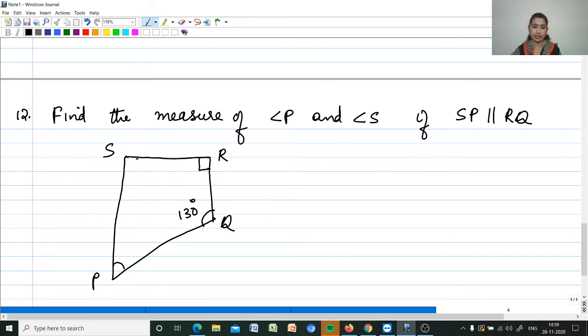Here it is given that SP is parallel to RQ. These two are parallel lines. If SP and RQ are parallel, then these two adjacent angles' sum will be 180. That means angle P plus angle Q is equal to 180. The reason is the sum of co-interior angles.